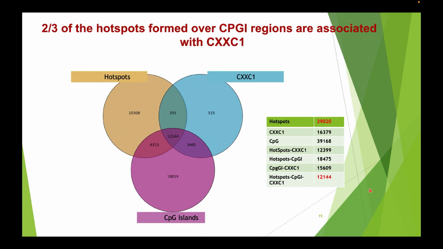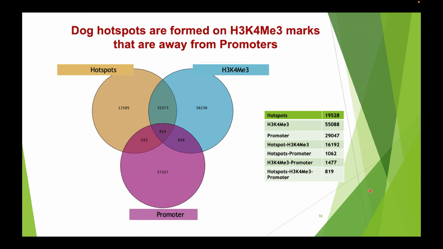And then two-thirds of the hotspots are actually over CpG islands and are associated with CXXC1. But if you see here, just 5% of the hotspots are associated with promoters. So they are not on the promoter. Somehow promoter regions are protected from those DSBs forming, even though they are forming on unmethylated regions and associated with CpG islands.